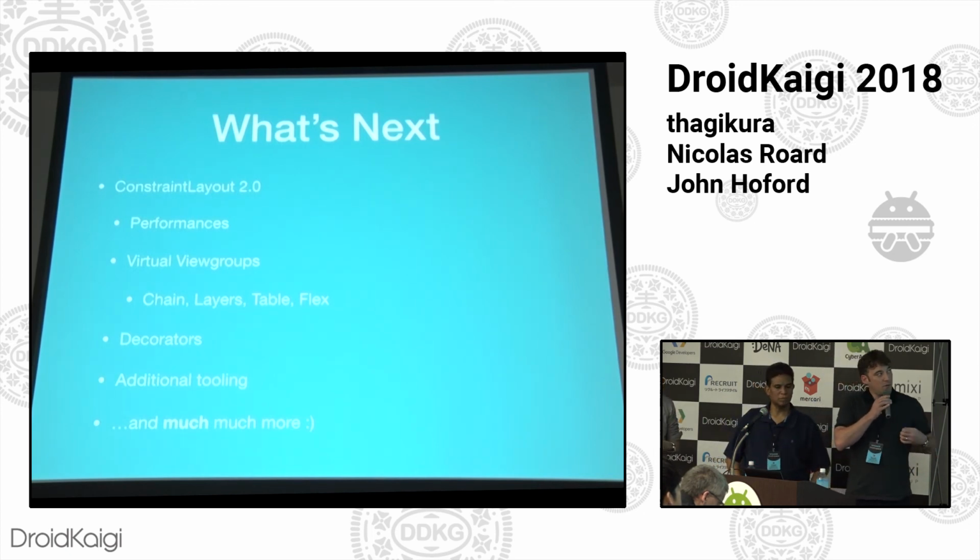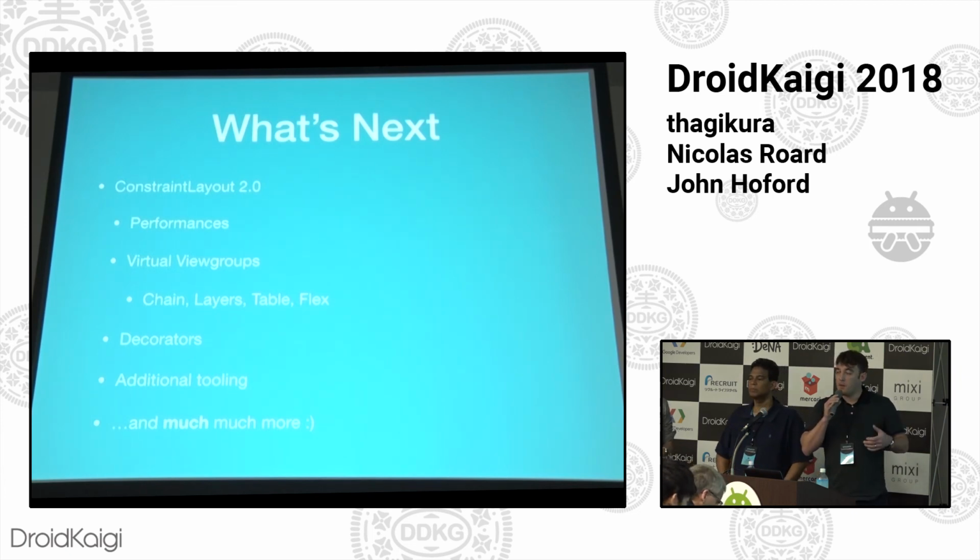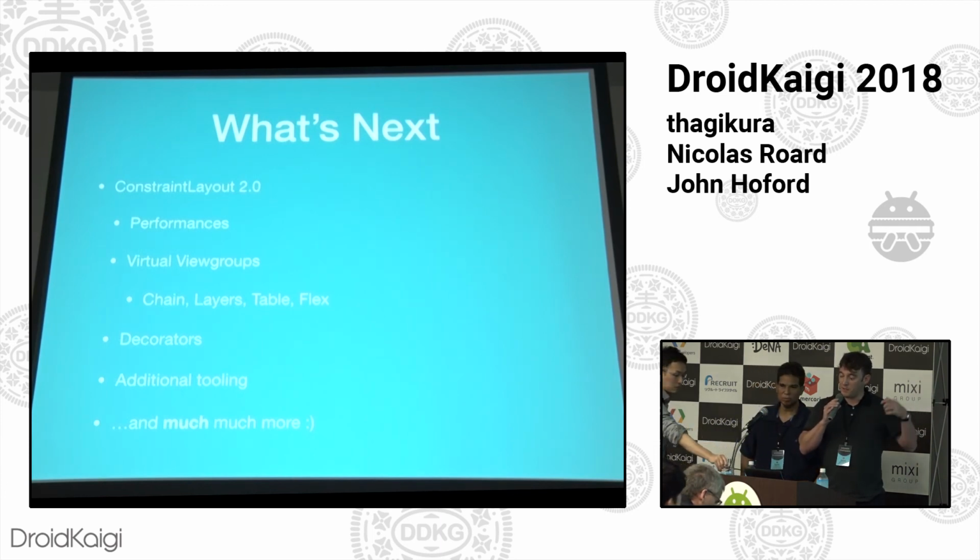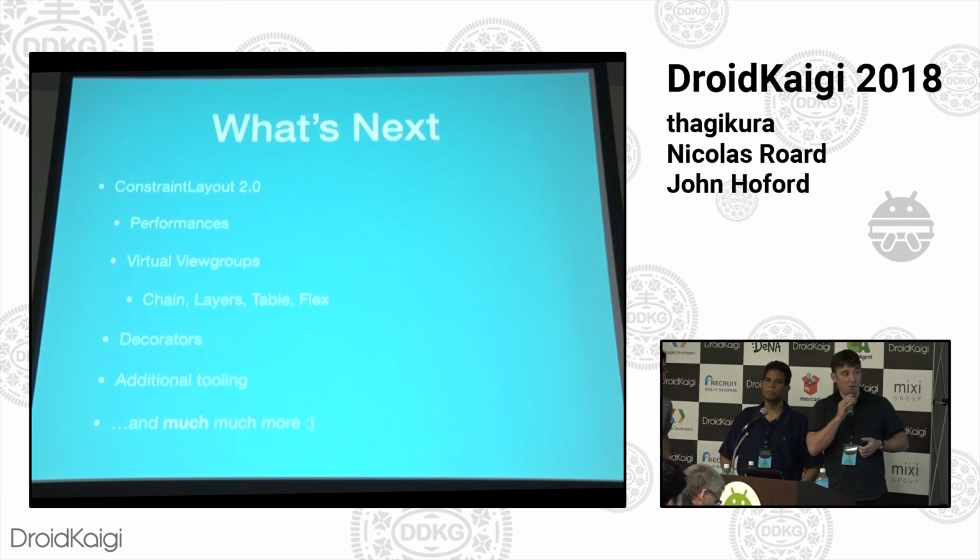The other thing we want to work on for constraint layout 2 is a notion of having virtual view groups, using some of the principles of the barriers or the groups that I talked about earlier. But here, for example, to set up a chain more easily, we have some other ideas with layers or table-like layouts that you could do that way as well. Flexbox layout like behavior too.